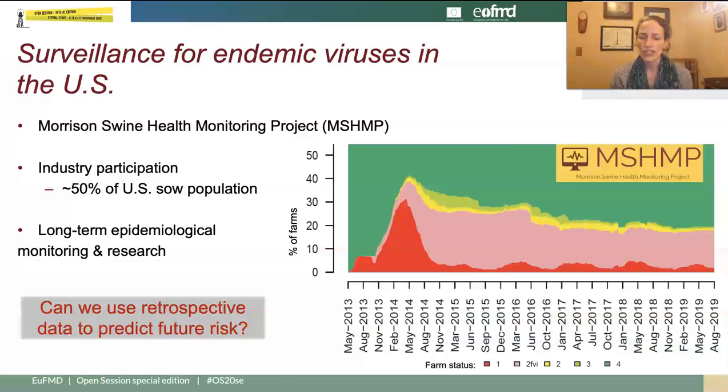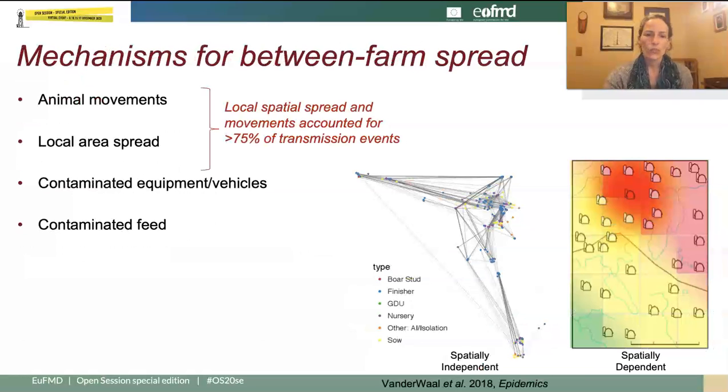So we wanted to ask in this project: can we use this very rich source of retrospective data to actually predict future risk? Before we get into how we predict risk, we need to talk a little bit about mechanisms for between-farm spread. For PED, as with many viruses, animal movement is one of the key factors in spread. In the US, pig production is primarily vertically integrated multi-site production, so there is an enormous amount of pig movement within the country. The other primary route of spread is local area spread.